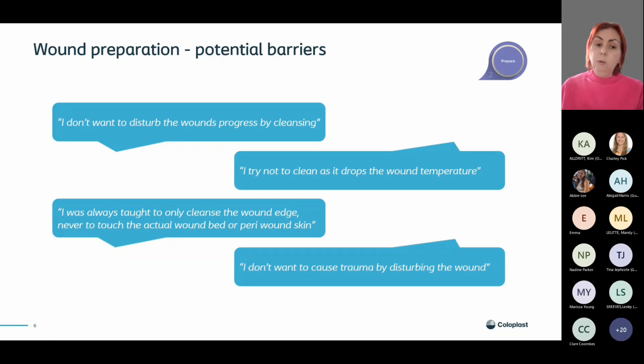Some clinicians were always taught to only cleanse the edge of the wound, not to actually touch the wound bed or that surrounding skin, for fear that they're going to cause excessive trauma by disturbing all of that new tissue that's growing. And these are just some anecdotal things that clinicians will say when you discuss wound preparation with them.